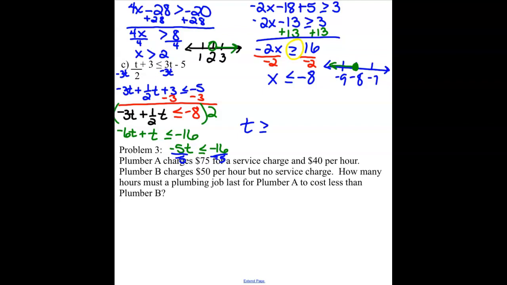A negative 16 divided by a negative 5 becomes positive 16 divided by 5. We can write that as a decimal if you'd like. 5 goes into 16 3 times with 1 left over, 1/5 as a fraction, or 3.2 as a decimal. So again, on our number line, 3.2 would be our key number. We want it to be greater than or equal to that, so solid dot going to the right.